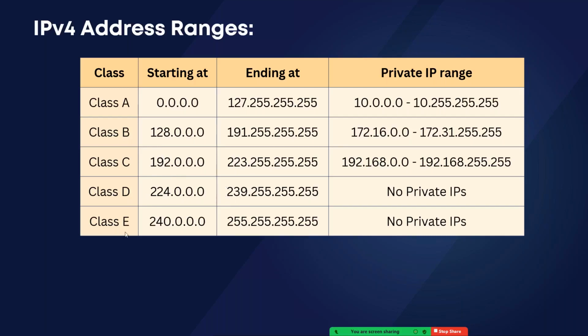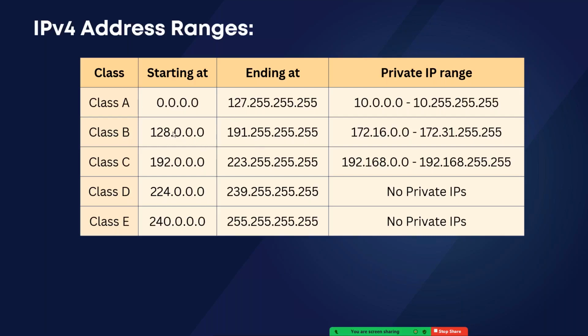Since class B is ending at 239, class C starts at 240, and from 240 it goes up to 255. So an easy way to remember is, again, just the right side numbers, because left side numbers start with the next range. On the left side you have all zeros, and on the right side you have all 255s in the three octets.